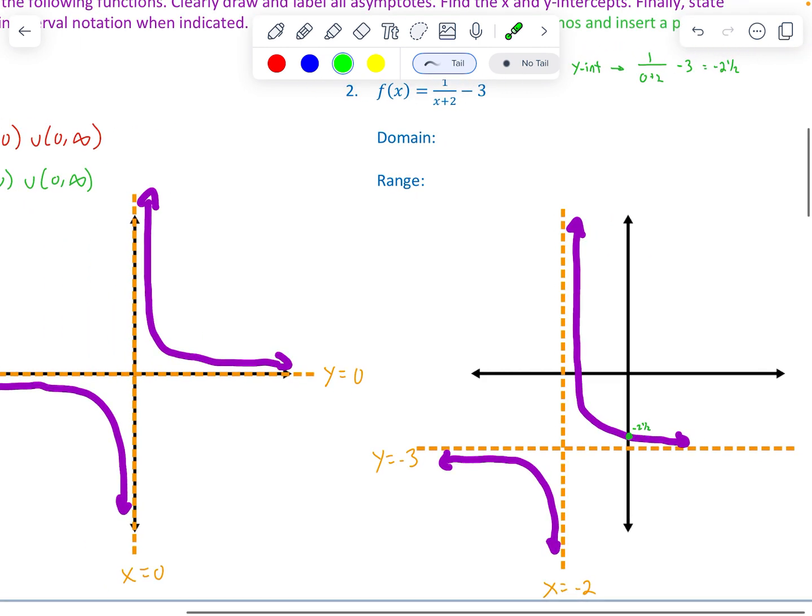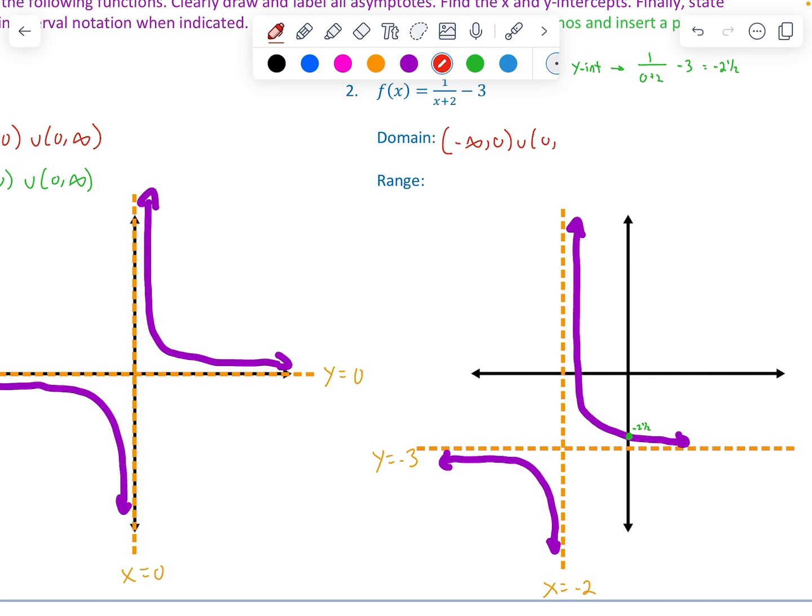All right, so our domain then, again, it's just going to be negative infinity until our vertical asymptote, and then vertical asymptote to positive infinity. So that's just negative infinity to 0, union 0 to infinity. Same thing for the range, negative infinity to -3, union -3 to infinity.